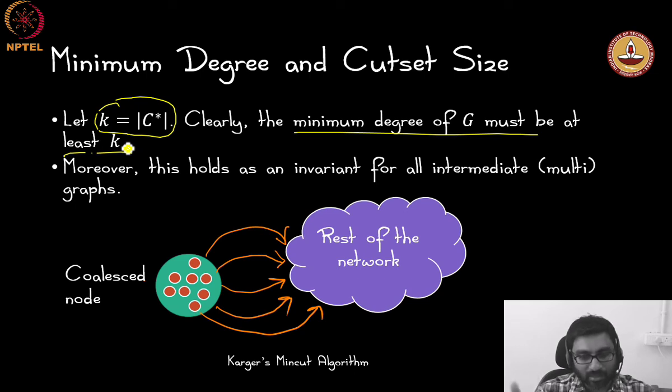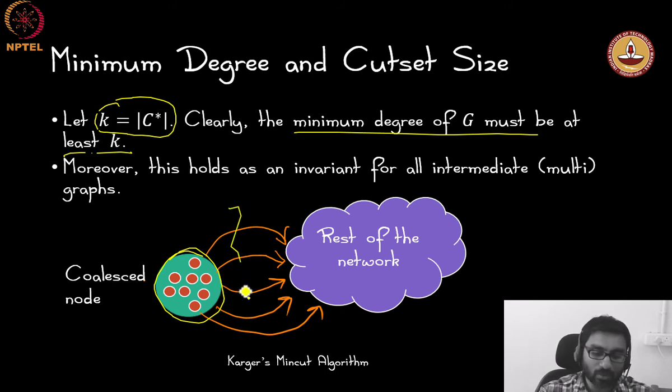And as I mentioned, this is going to be the case throughout the execution. Look at any coalesced vertex. This has a lot of the original nodes, and if you look at all the edges going out of that node, it cannot become less than k.